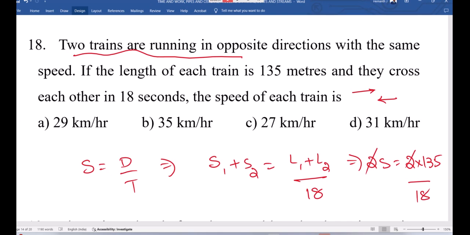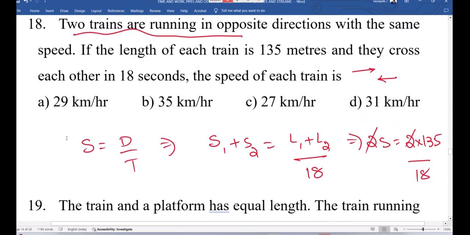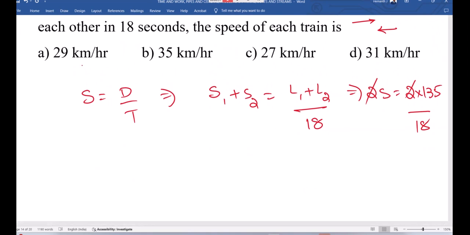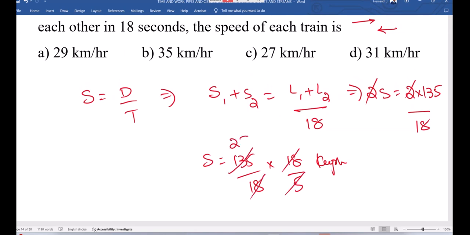We need to convert into kilometers per hour. So we have to multiply with 18 divided by 5. So 18 will get cancelled. So 135 divided by 5, that is meters per second. This is kilometers per hour. So option C is correct.